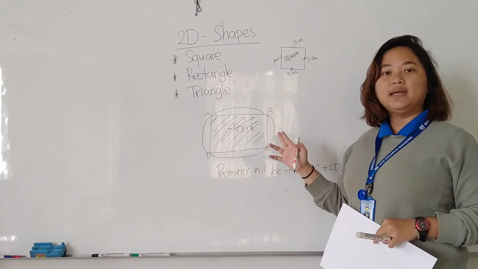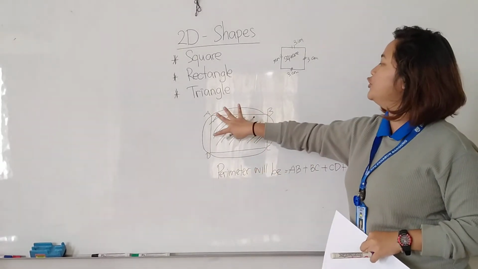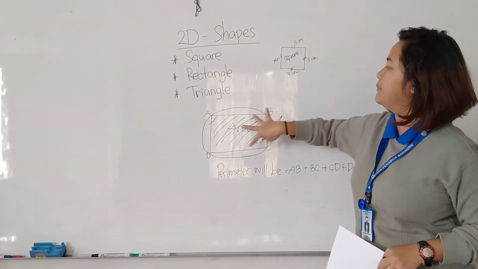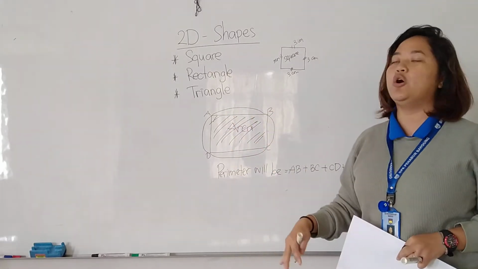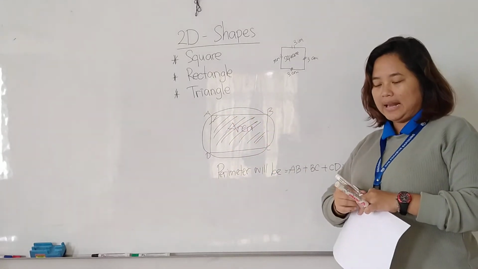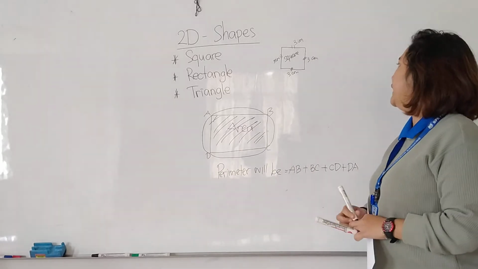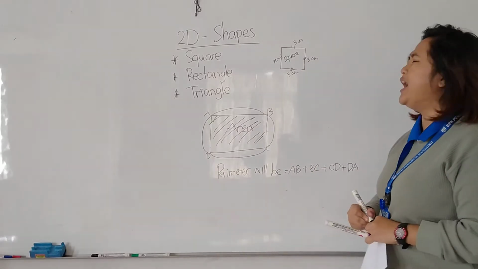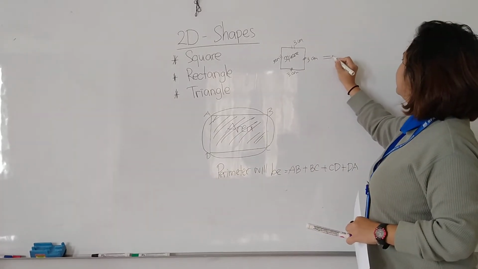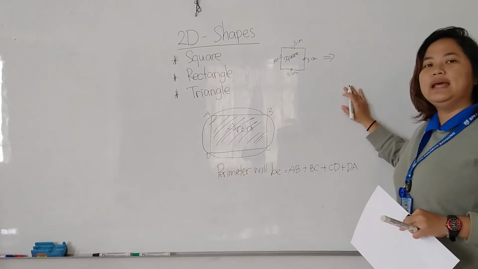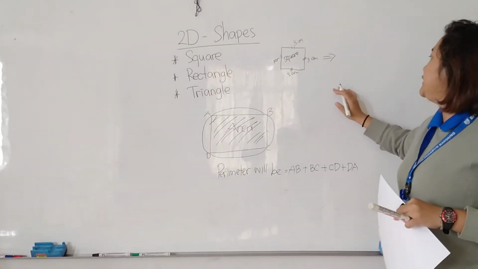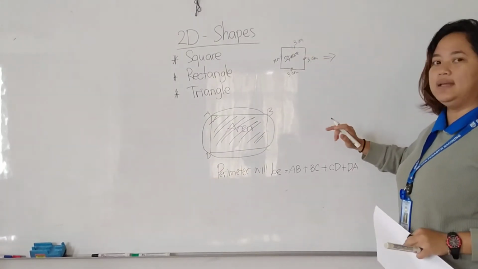A rectangle only consists of 2 pairs of parallel lines which have the same length. This one is a square. So how to find the area? It's easy. You just multiply this side and this side.